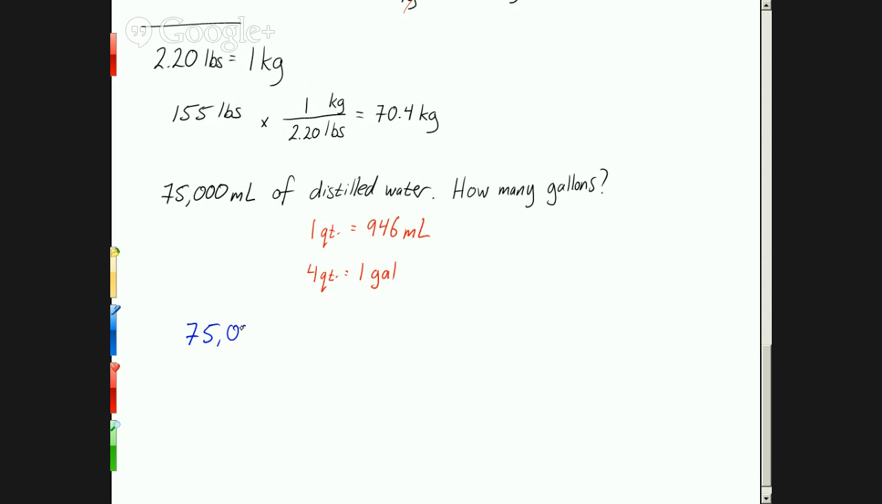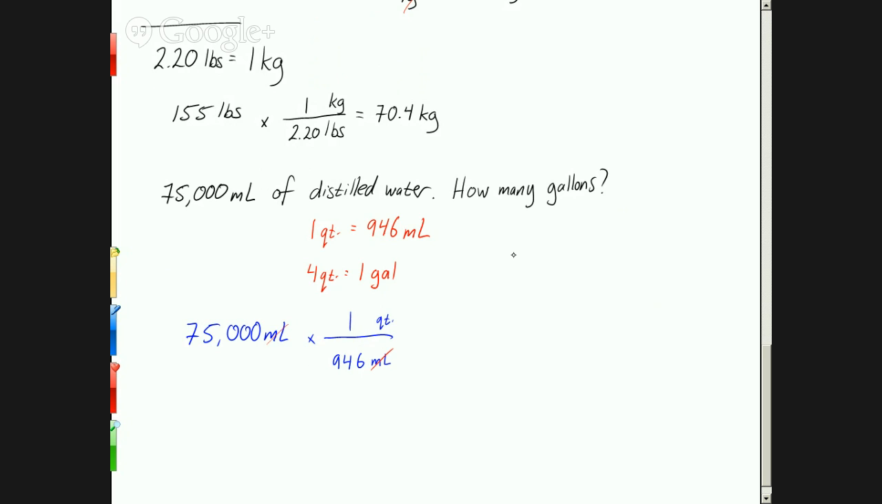We can take our 75,000 milliliters of distilled water, and we can multiply it by some factor that gets rid of our milliliters. So we're going to put our milliliters on the bottom and quart on the top from this first conversion factor. Now, how did I know to put milliliters on the bottom? Because I want to cancel it with this milliliters here. So I get 946 down here and 1 up there. Milliliters cancel with milliliters, and I'm left with quarts.